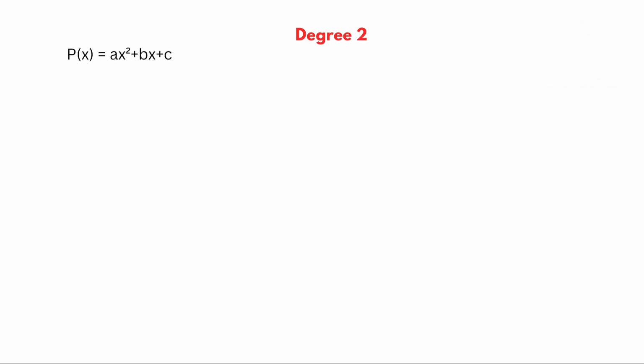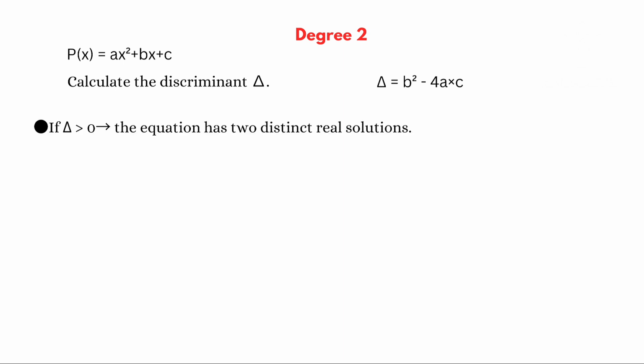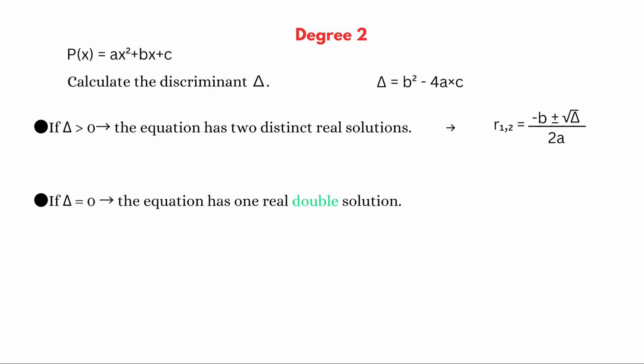Next, we consider second-degree polynomials. A second-degree polynomial has the form p of x equals ax squared plus bx plus c. We compute the discriminant, delta, equal to b squared minus 4ac. If delta is greater than 0, the polynomial has two distinct real roots, r1 and r2, which are equal to minus b plus or minus the square root of delta all over 2a. If delta equals 0, there is one real double root equal to minus b over 2a.